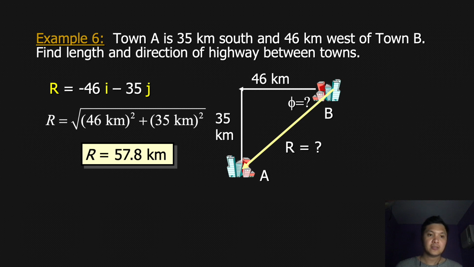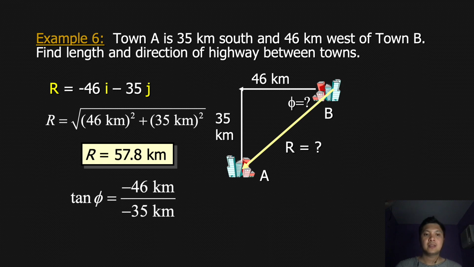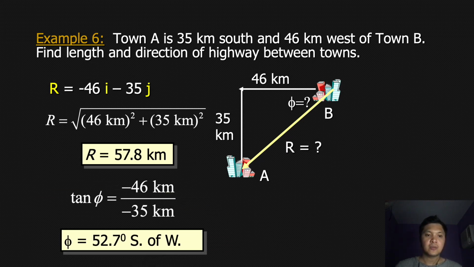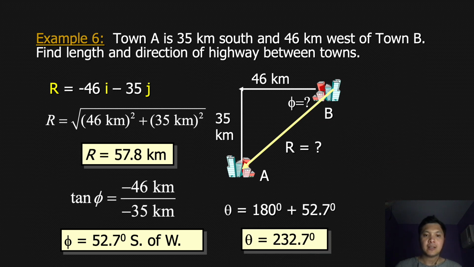So this serves as a magnitude. Now, if you want to get the direction, tan phi is equal to negative 46 km over negative 35. Now to get the angle, phi is equal to 52.7 south of west.